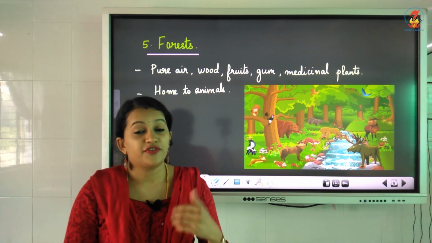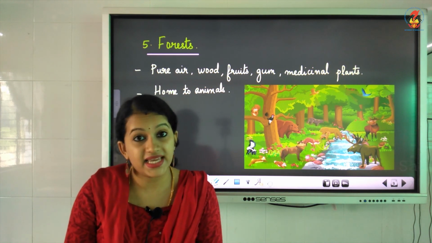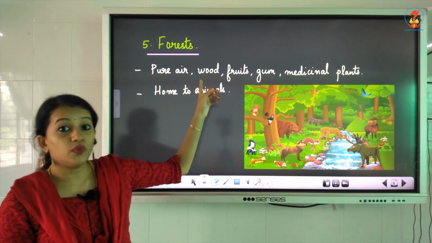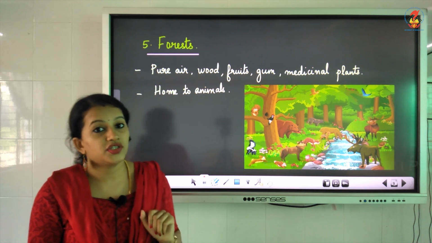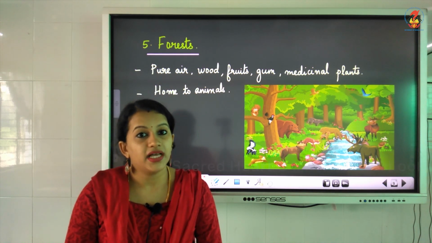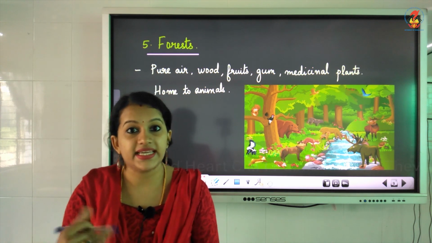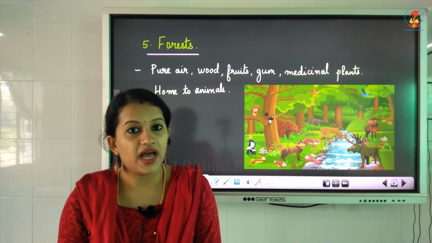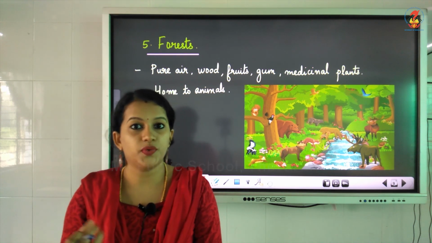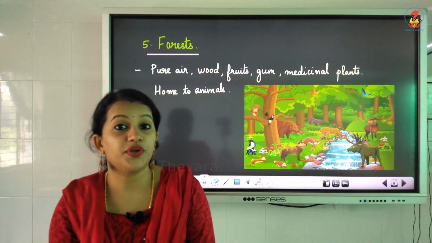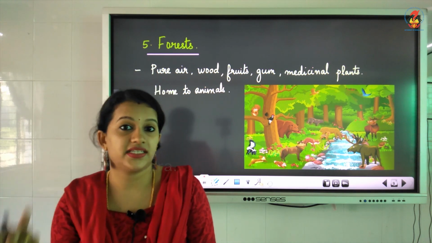So let us learn about forest. You know that from forest we get many things, isn't it? From forest we get wood. Then forest also gives us pure air. You have learned that plants take in carbon dioxide and give out oxygen, isn't it? Plants have that property. So what they do is actually purify the air that is around us.